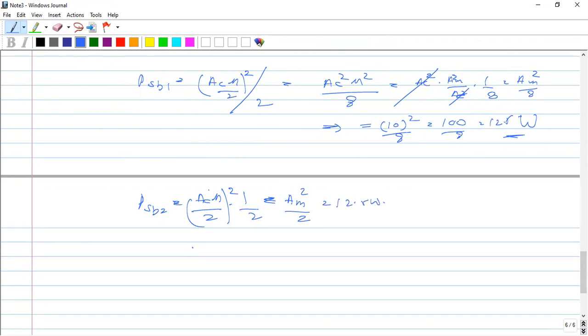To find the total power, you have to add the carrier power, the first sideband power, and the second sideband power. Then you will get the total power, that is 1250 plus 12.5 plus 12.5, which is 1275 watt. Okay, so this is the answer.